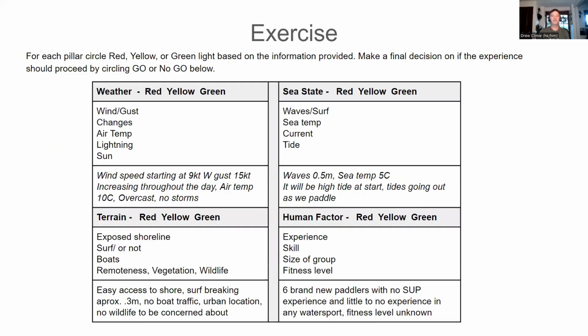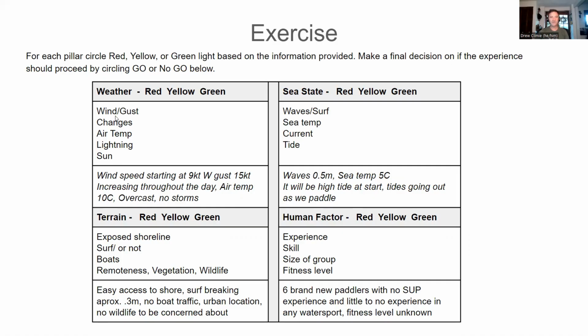So in this example, this is an example that is in the manual. This is one we'll review together once we are all together as a group in our on-water portion. The exercise is for each pillar circle, and this is an example to get you thinking about it. So we have our 4 pillars: weather, sea state, terrain, human factor. In the top of each portion, I have the things that we need to consider within each category.